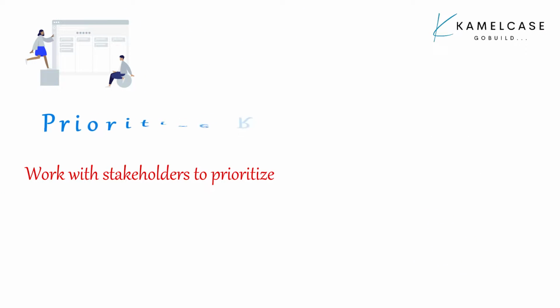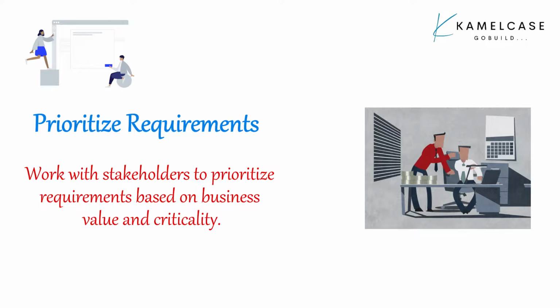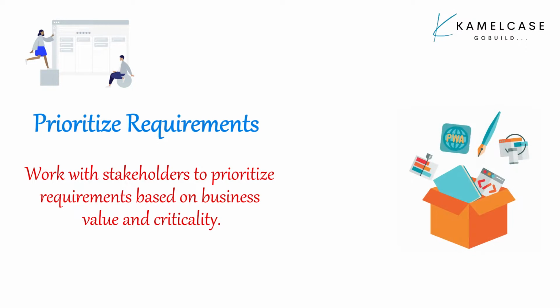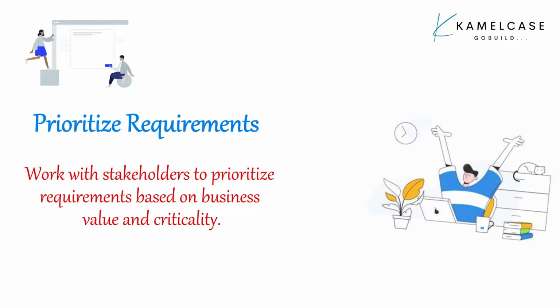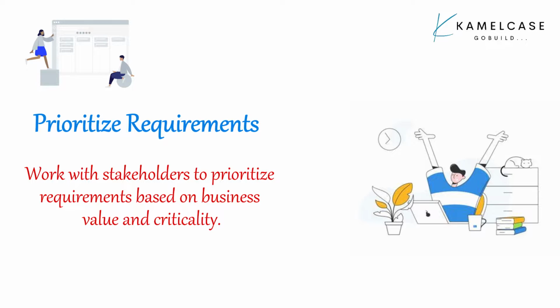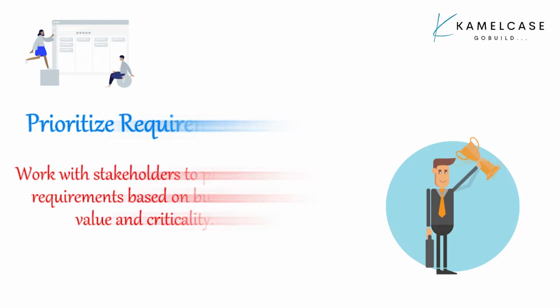Prioritize requirements. Collaborate with stakeholders to prioritize requirements according to their business value and criticality. This strategic approach ensures that resources are allocated to the most impactful elements of a project, enhancing overall efficiency. By aligning priorities with organizational goals, teams can optimize their efforts and deliver outcomes that directly contribute to success.